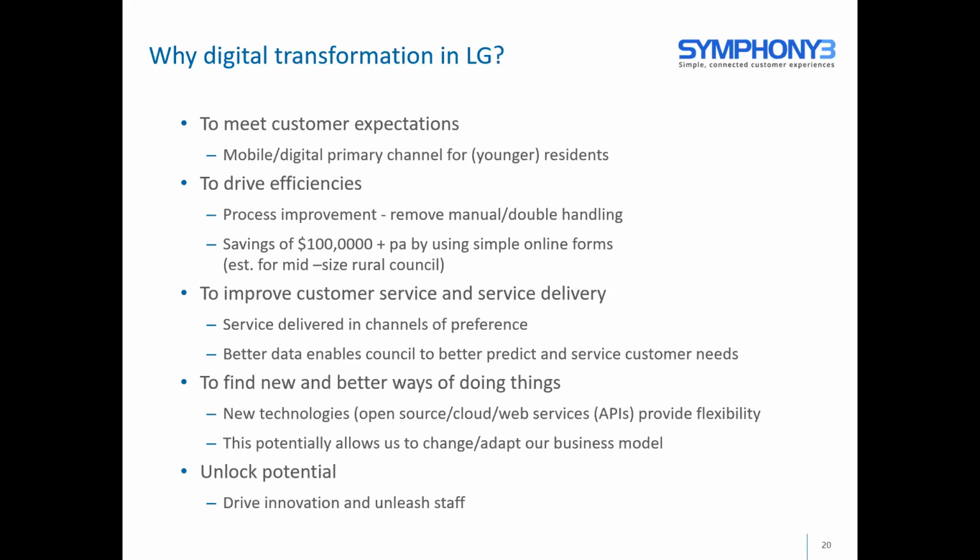Other reasons to do this is obviously to drive efficiency. So there are massive savings to be had, even in the smallest councils, which we've observed. Obviously, it meets customer expectations, and as part of that, it improves customer service and service delivery. And I think integration allows us to find new and better ways of doing things.